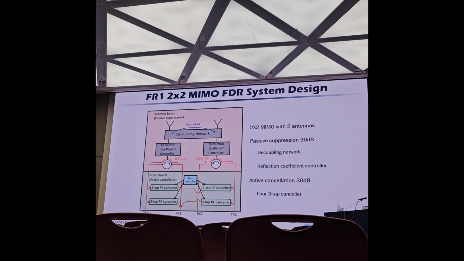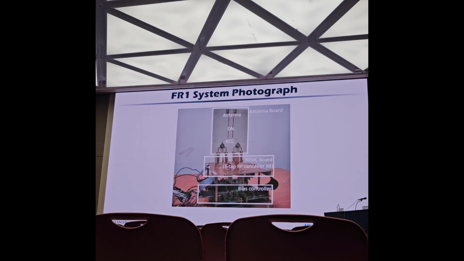So this is the 2x2 system, for each TX to each RX we should have a canceller. In this case, we use 3 cancellers, and all these cancellers need to be controlled. By doing this, we're trying to achieve 30 dB isolation at the passive suppression side, and 30 dB isolation at the cancellation side. So this is the circuit that we made: two antennas, decoupling network, circulator, and all the cancellers, 4 cancellers are designed here.